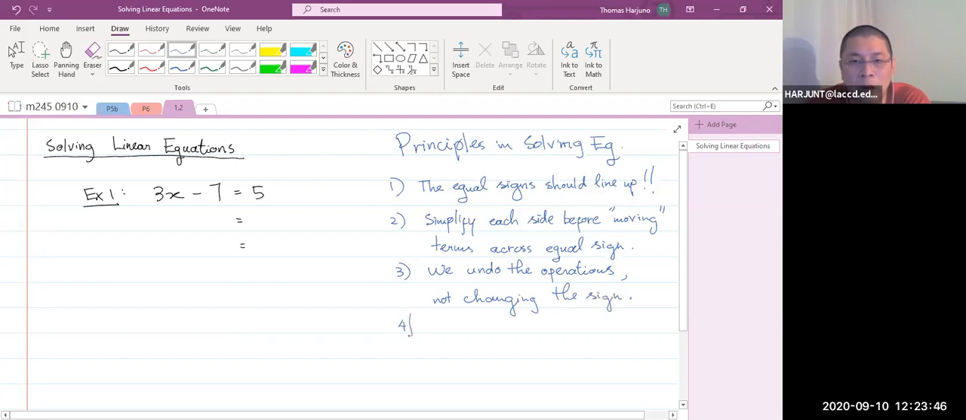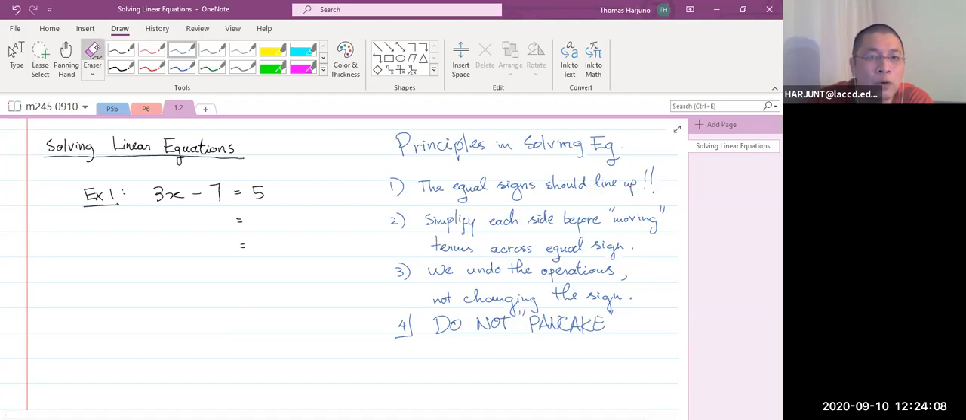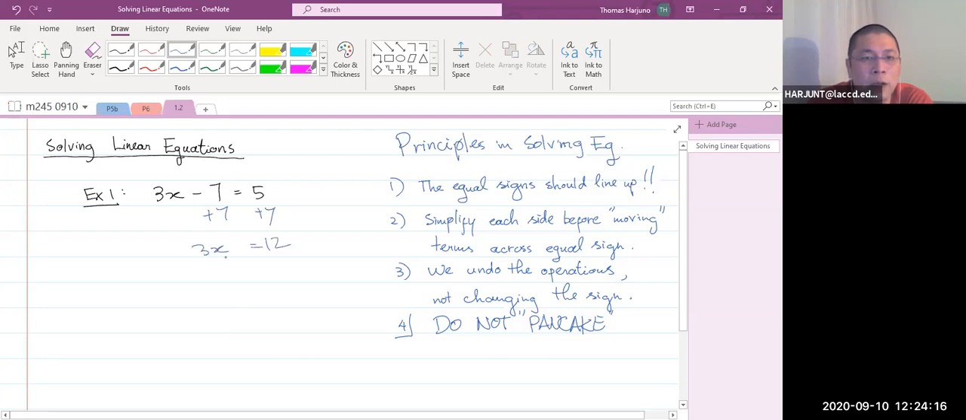And the last one, the one I hate the most: do not pancake. Do not pancake. Yes, I understand most instructors do it that way, but that's not the appropriate way. What I mean by do not pancake is this. I saw people doing this: oh, I add 7, so 3x equals 12, and then divide by 3, x equals 4. See, Thomas, I get the right answer.